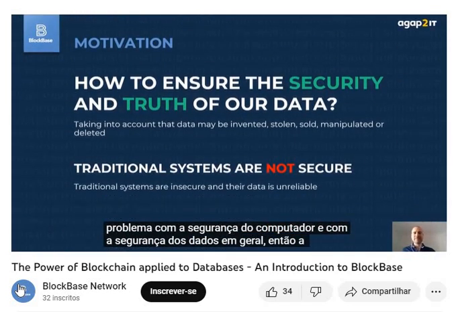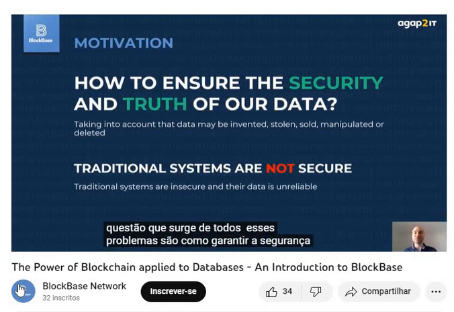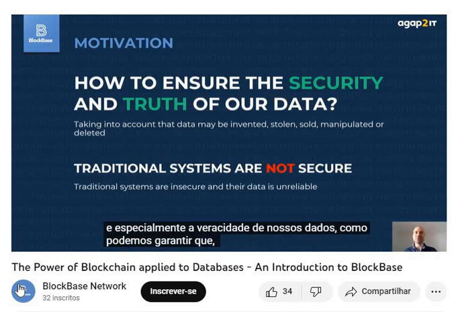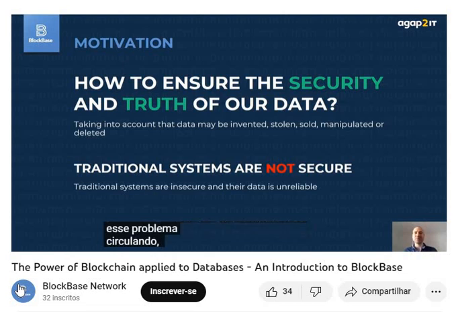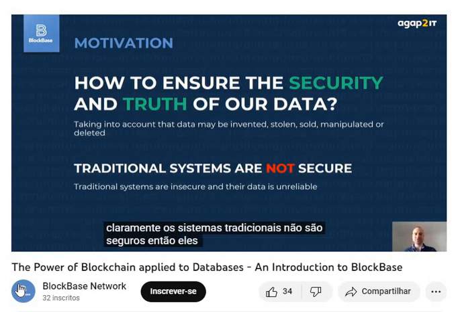So the big question that arises from all these problems is how to ensure the security, and especially the truth, of our data. Since we've got all these problems running around, all this data theft and change and fake data, how can we ensure the security and the truth of data? And clearly, the traditional systems are not secure. They are really not secure. Otherwise, this wouldn't happen.